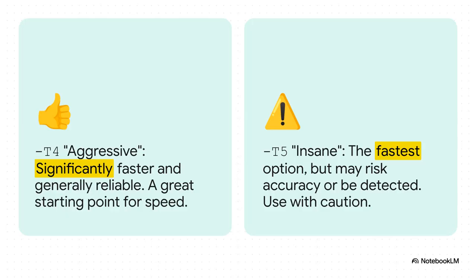First up, we have timing templates. Think of this as the gas pedal for Nmap. You've got options from T0, which is super slow, all the way up to T5. Now, -T4, or aggressive, is really the sweet spot. It's way faster than the default, but it's still pretty reliable. Then you have -T5, insane. And yeah, it's the fastest, but you're rolling the dice. You could miss ports, get detected, or just flood the network. So for real-world use, start with T4.